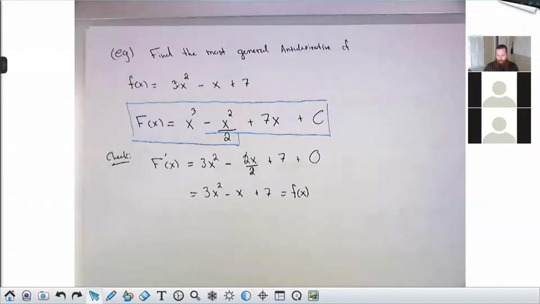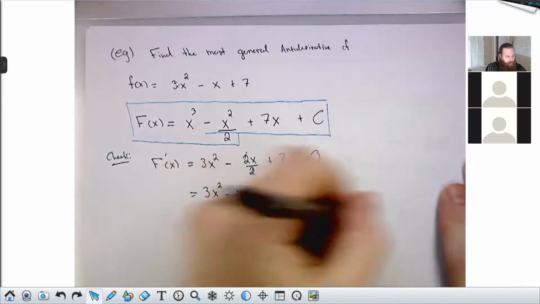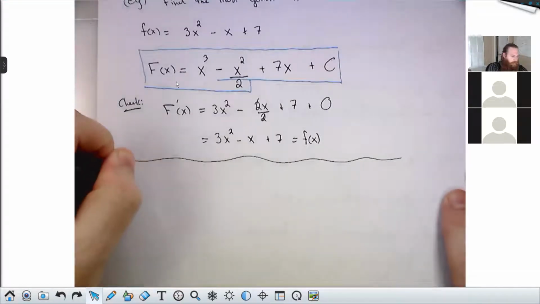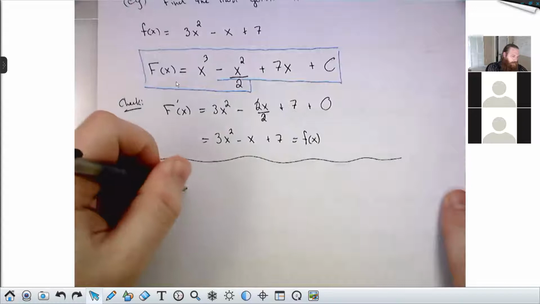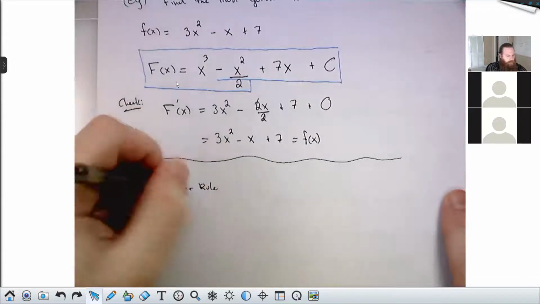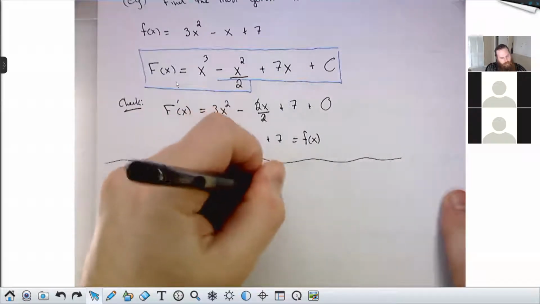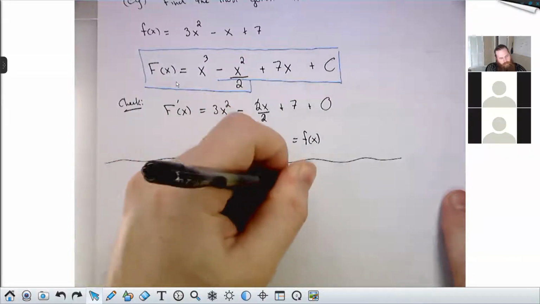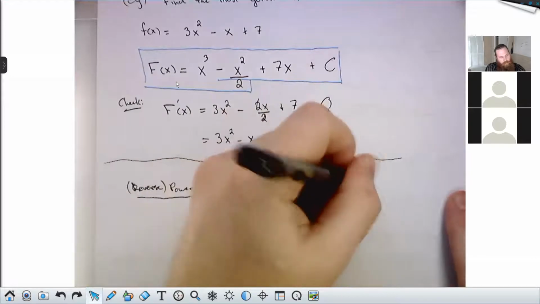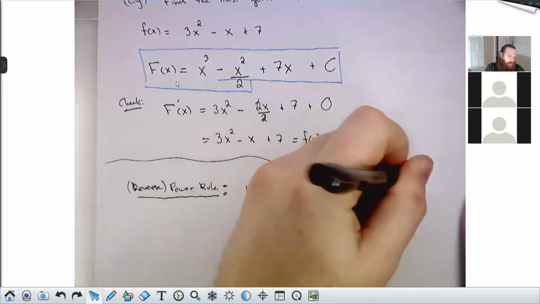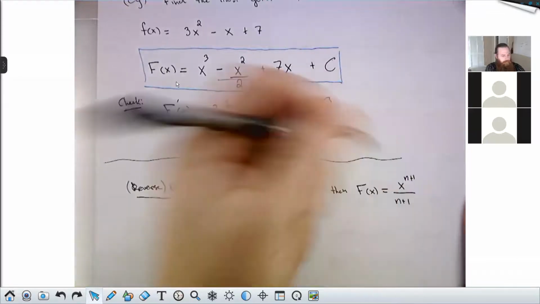This is hinting at a more wide-ranging rule that I will show you now. First, there's a backwards power rule, or a reverse power rule. It says if little f of x is x to the n, then an antiderivative, big F, is x to the n plus 1 over n plus 1.